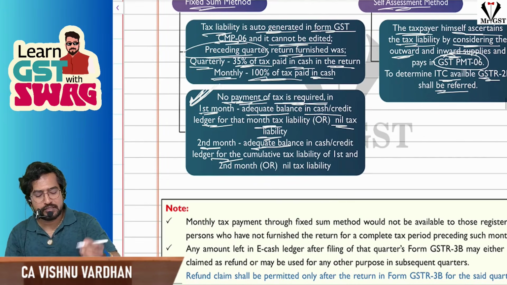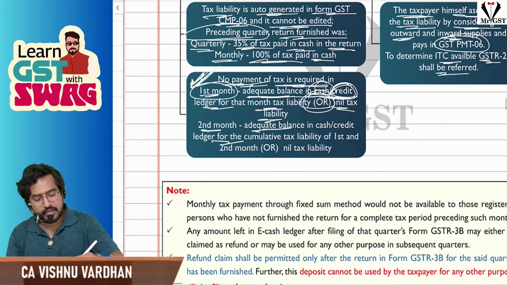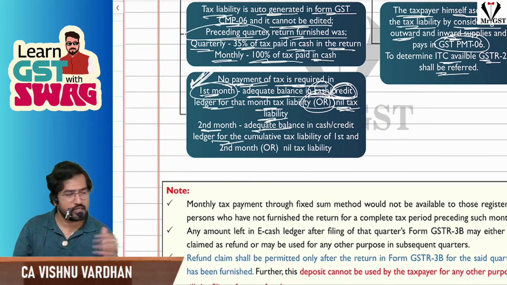No payment of tax is required if in the first month there is an adequate balance in the cash ledger or credit ledger. So no need. Or if the tax liability itself is nil, you also need not pay. Second month, also the same story.